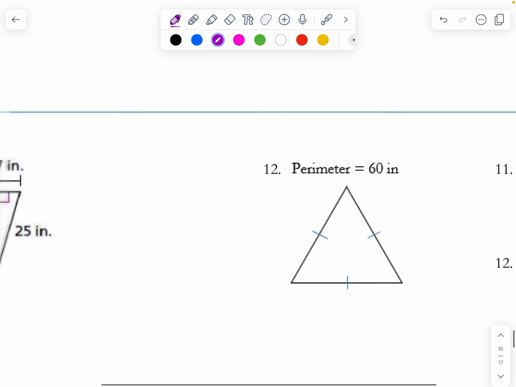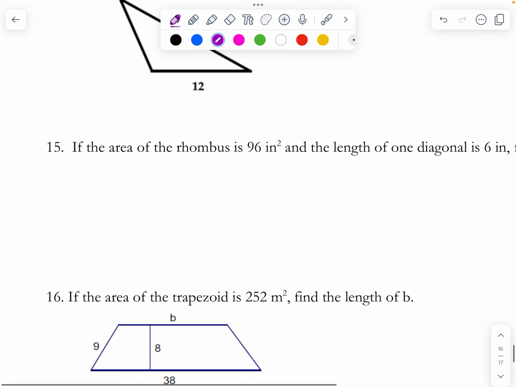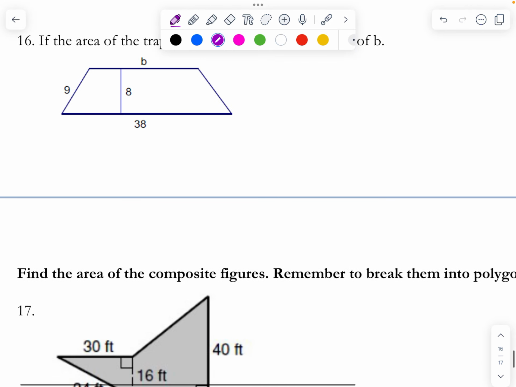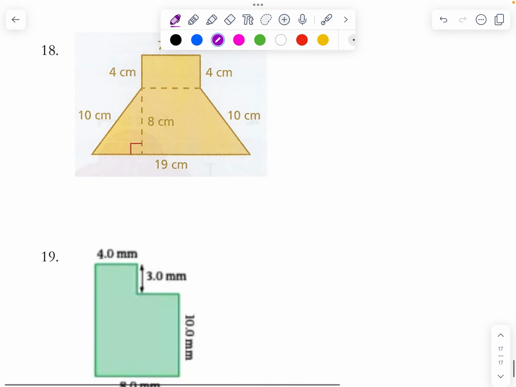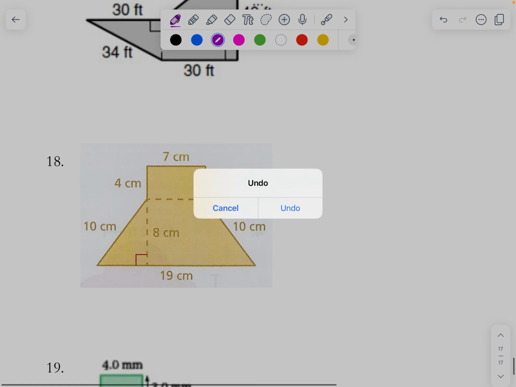So I do want to now come down to, let's do this one right here, number 18.